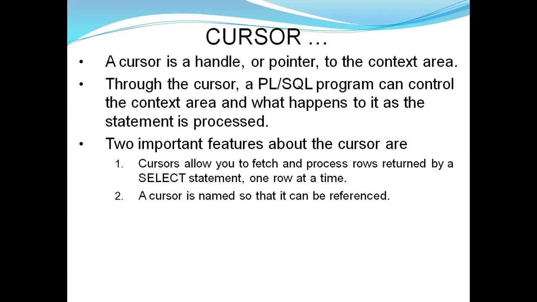Now the question arises that in the last few lectures, we have retrieved data from the tables, but we did not have a cursor. There are two types of cursor, implicit and explicit. Implicit and explicit simply mean what? One is an automated cursor that is handled by Oracle itself, and one is an explicit cursor which we have to define and handle.